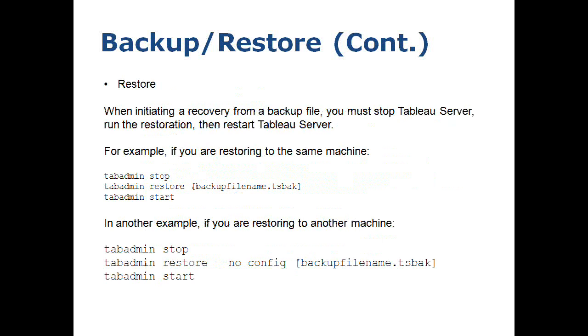Recovery, so same way always you stop, take the backup, start. Same way when you restore, stop, restore the backup and start. Okay, so you see the command, it's easy. So tabadmin stop, then tabadmin restore and give the backup file name, the path .tsbak. Okay, the backup file you have taken from your previous step, then now you restore it and then you start the service. Okay, so it's easy, but it's automated.